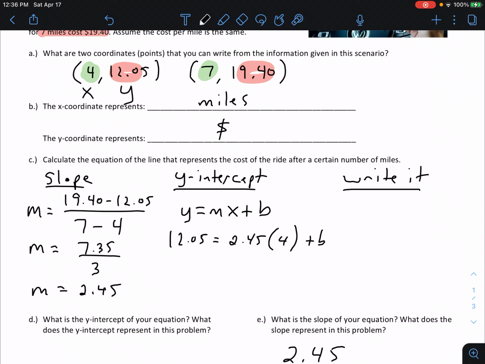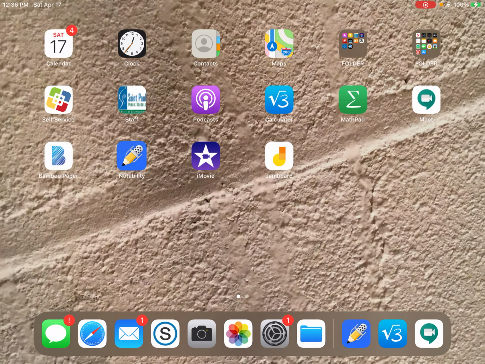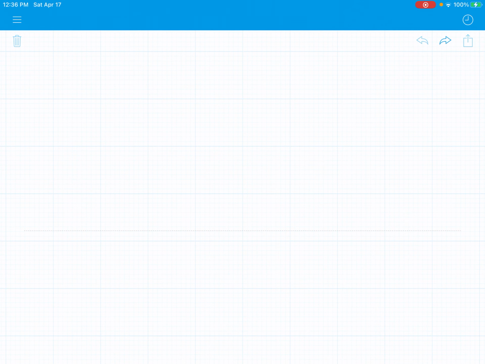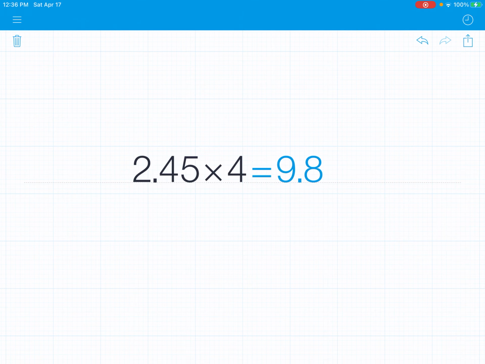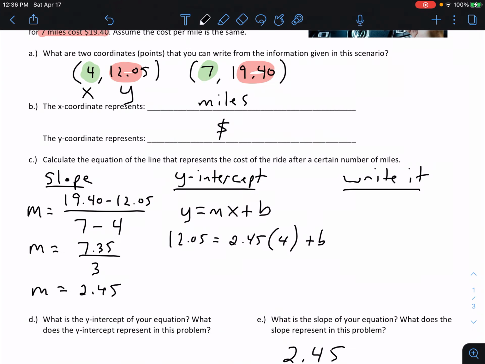Well, 2.45 times 4. Well, let's go over to the calculator. 2.45. We can be a little sloppy and see if it does it. Look at that, 9.8. Perfect. So this is 12.05 equals 9.8 plus b, and then I'm going to subtract 9.8.